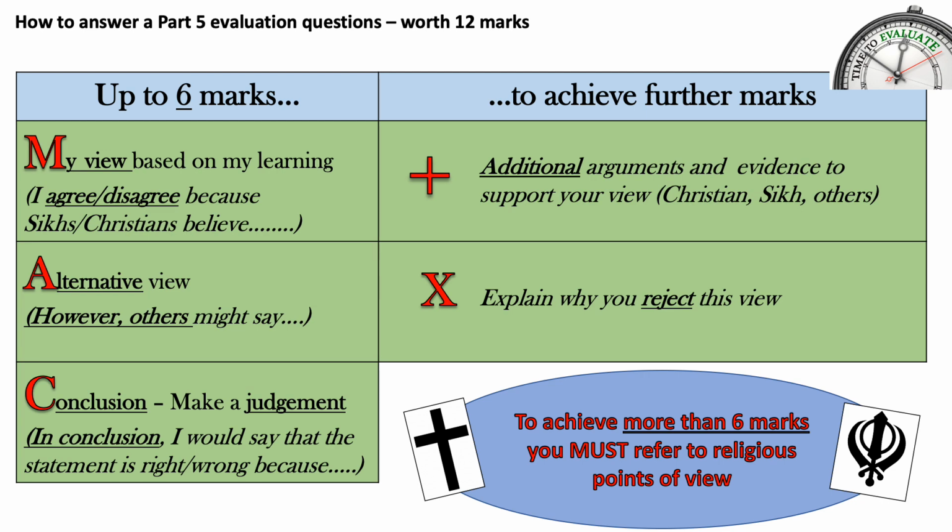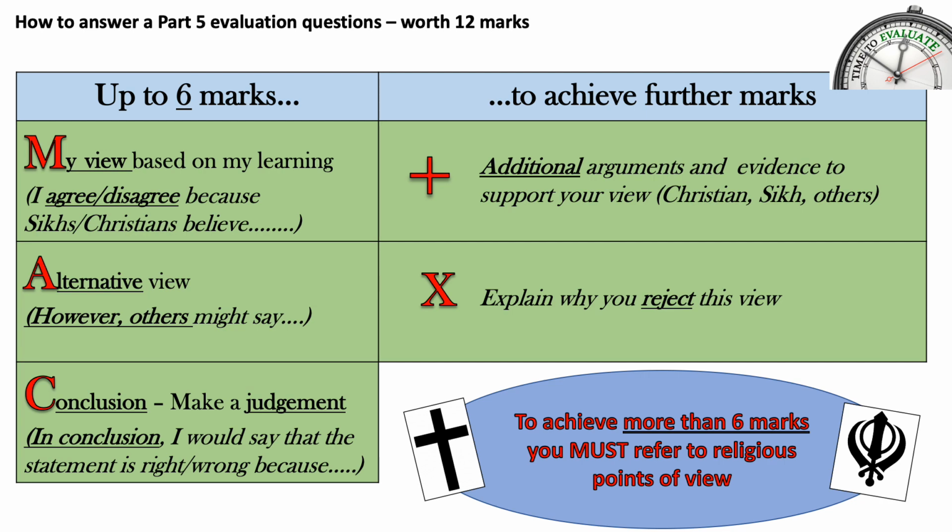So here you need to say what other people might say that is different to what you have said in your first paragraph. So you might start your sentence here, for example, however, others might say, and then here you would list your reasons to explain what other people might say in response to that same quote. So you've got the M, which is your own view, backed up with some reasons and evidence, and then you've got a different view. So you've got two different points of view here explained.